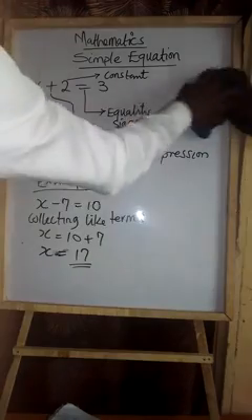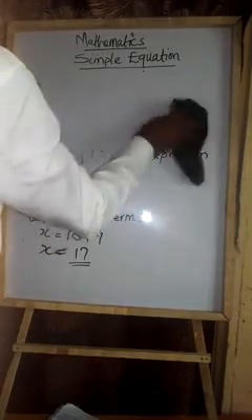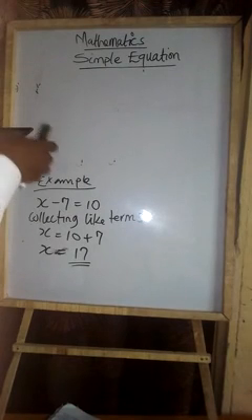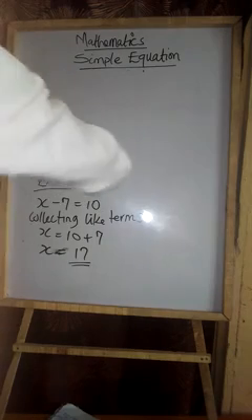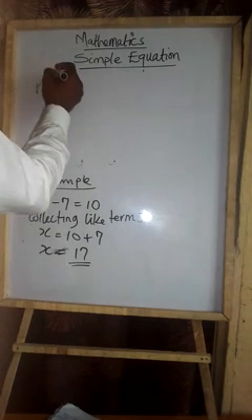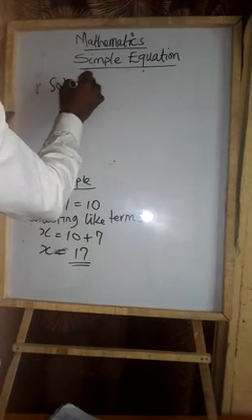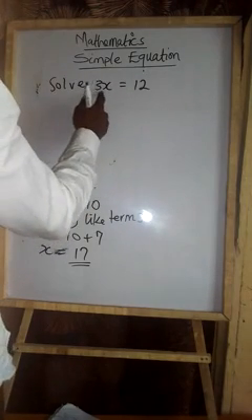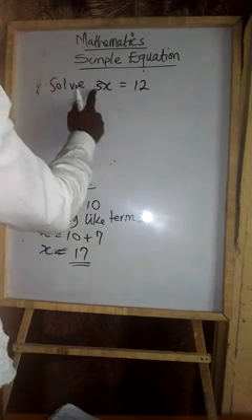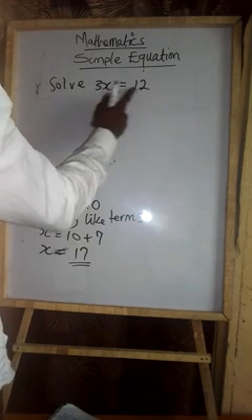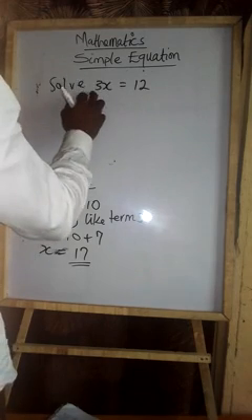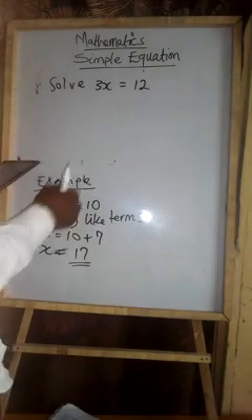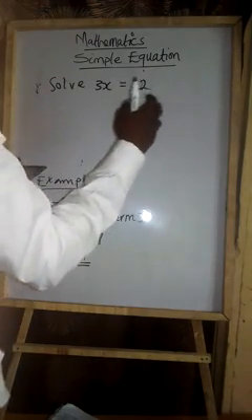If you try to do another one, let's try another one quickly. Let's say, for instance, you have something like this. Solve 3x equals 12. So we are looking for the unknown, which is this x. The 3 is the coefficient of x, and then you have the 12. I don't want this 3 here. I want, at the end of the day, x to be equal to something. You can do it in two ways.